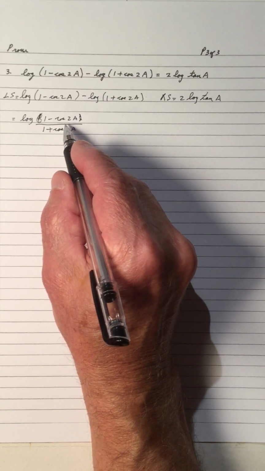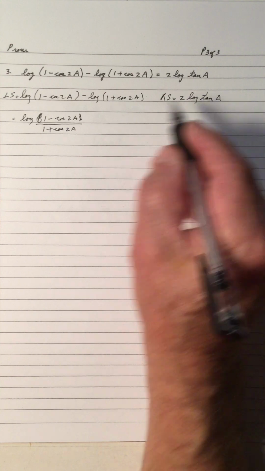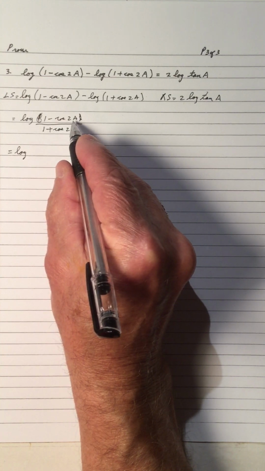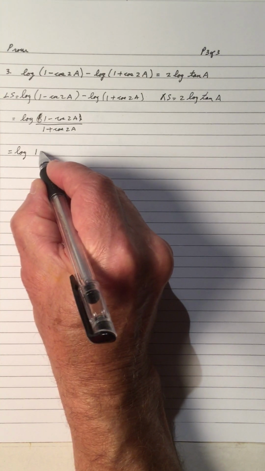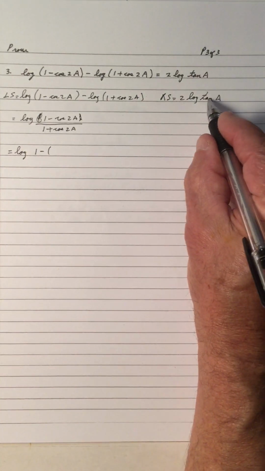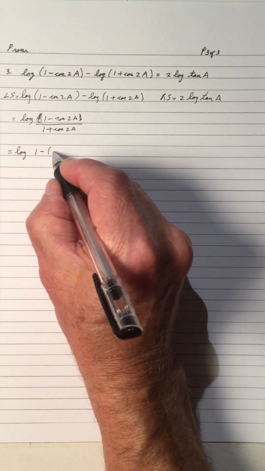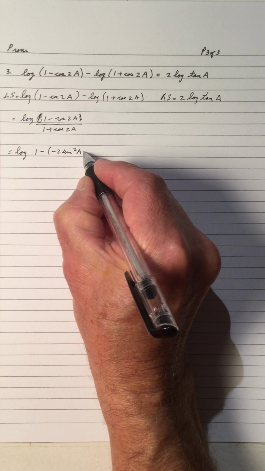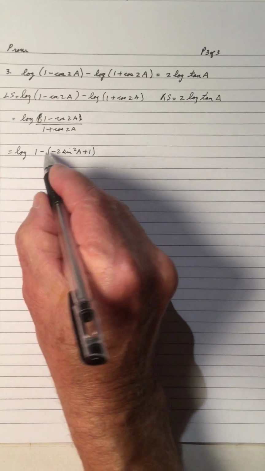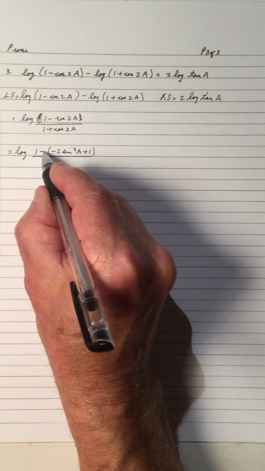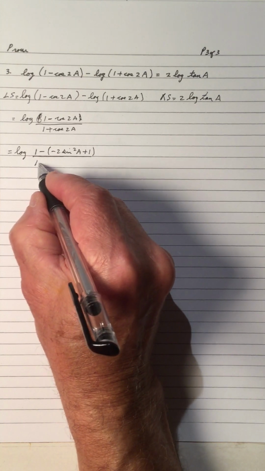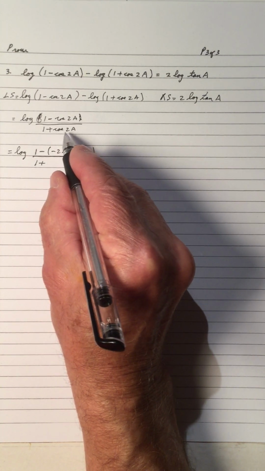Now we need tan, and tan is, we could say tan is sine over cosine. So what I'm going to do is change cos 2a to, tan is sine over cos, so let's change this to sine. So negative 2 sine squared a plus 1. And notice we got a subtraction here. There it is. So I put this in brackets to make sure I don't make a mistake. And I got 1 plus cos 2a.